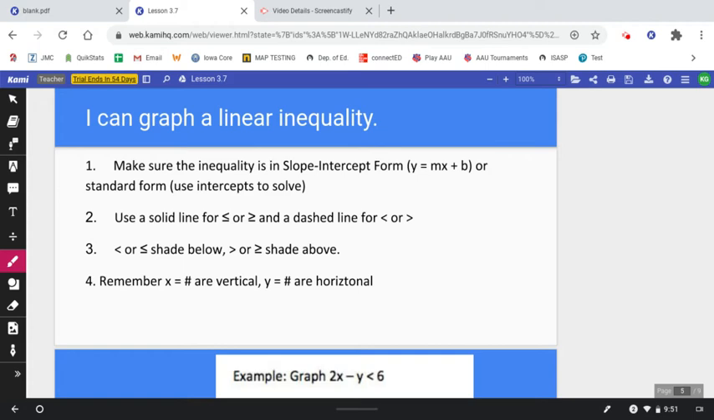First thing we have to do is make sure the inequality is in slope-intercept form, which is y equals mx plus b, or standard form. And if it's in standard form, we can use intercepts to solve. When we go to graph, we're going to use a solid line for less than or equal to or greater than or equal to, and a dashed line for just less than or just greater than. As far as shading goes, for less than or equal to, we're going to shade below our line, and for greater than or equal to, we're going to shade above. Remember that x equals a number is a vertical line, and y equals a number are horizontal lines.